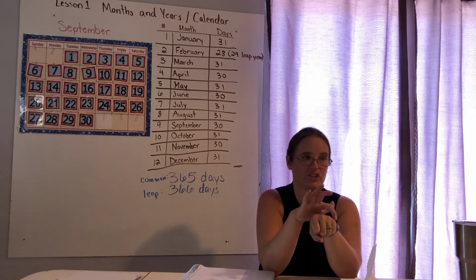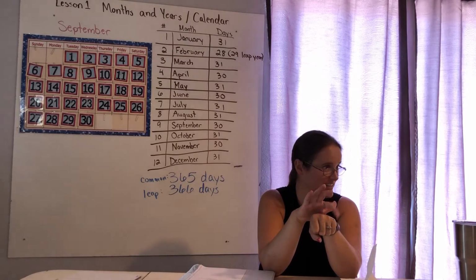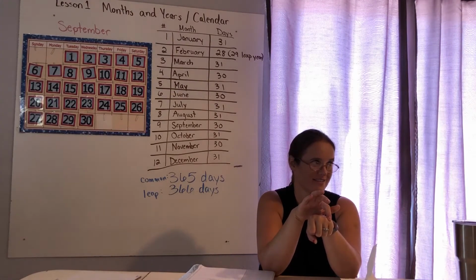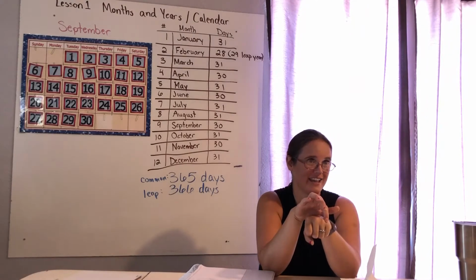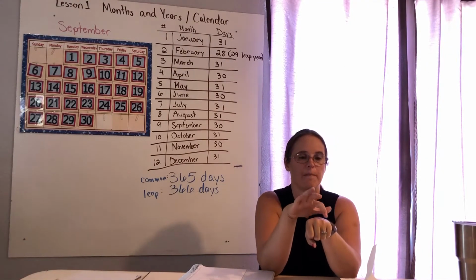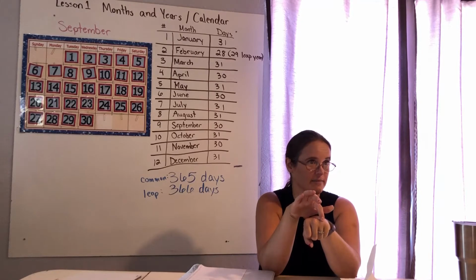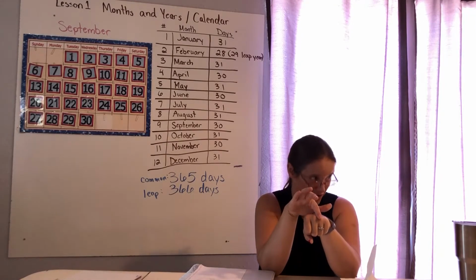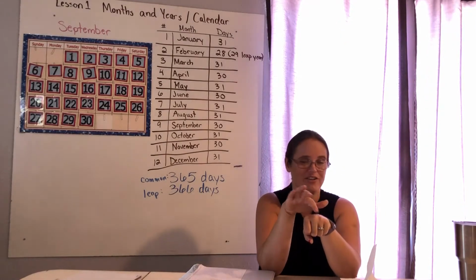So we start with January, 31 days, because it's on the knuckle, right? February, special month, not 30, but it has 28 days or 29. March, it's on a knuckle, so how many days does that have? 31. April, 30, it's in between the knuckle. May, 31, it's on a knuckle.